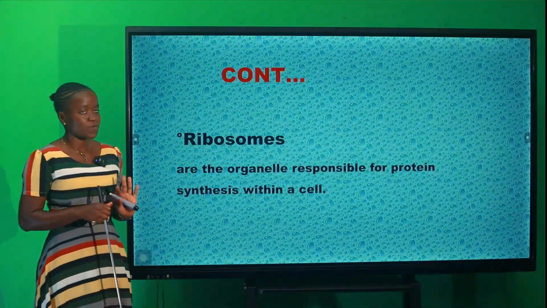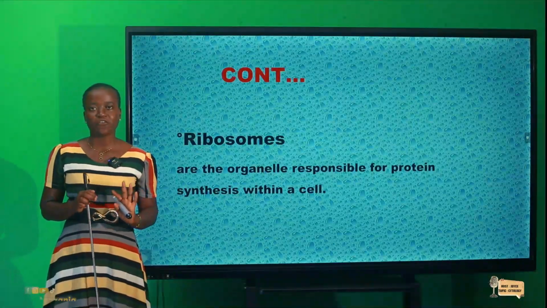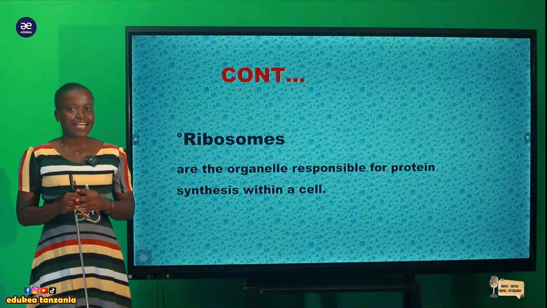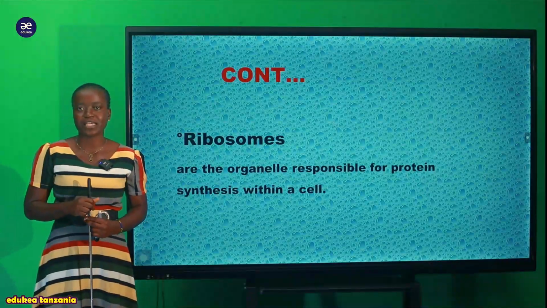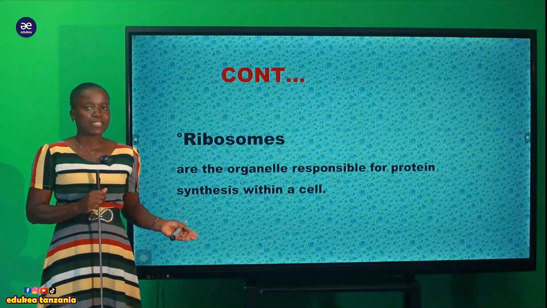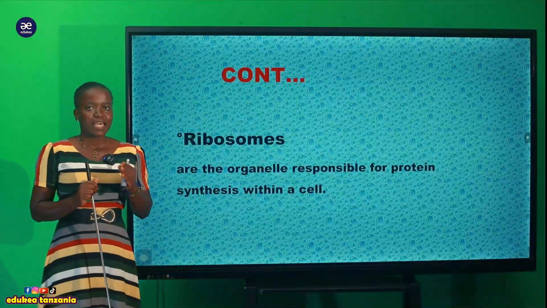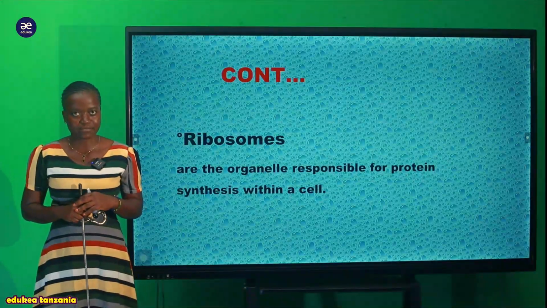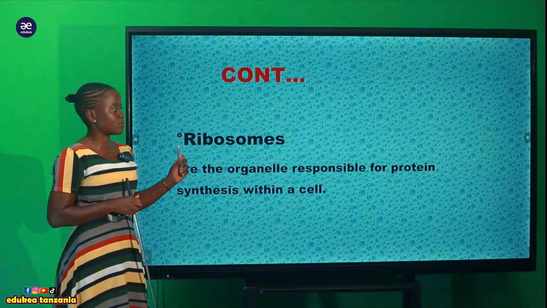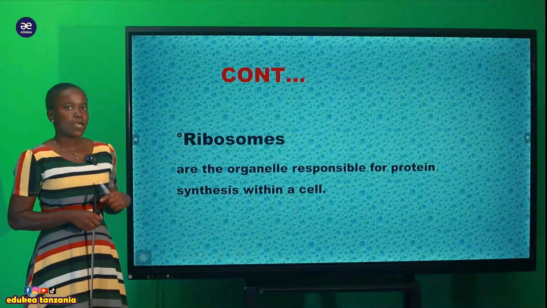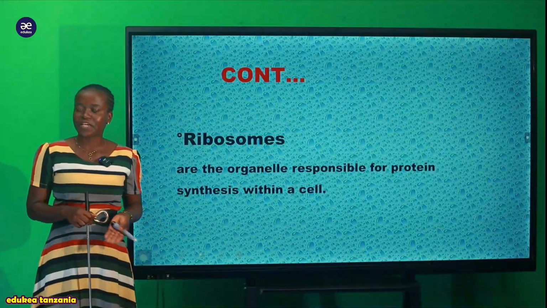My students, let's proceed looking at the structure of a plant cell, whereby in the last part we tried to see a little bit of the structures found within a plant cell, and we terminated by looking at the endoplasmic reticulum. So now we have another structure here which is called the ribosome. In the endoplasmic reticulum we have seen ribosomes.